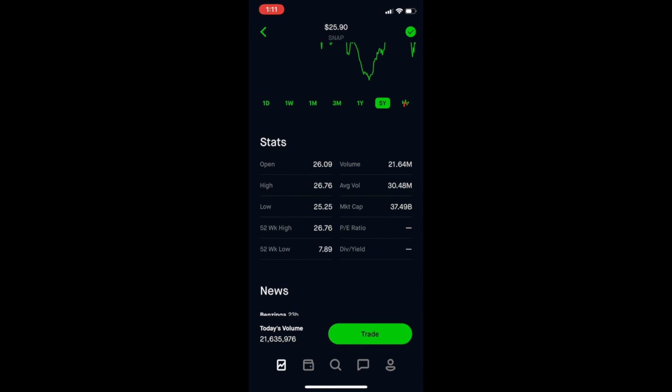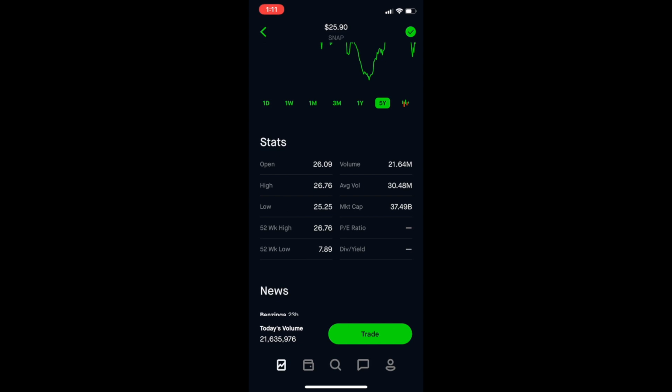That's the highest price this stock has ever been. And the lowest price, $7.89. This means at one time somebody bought this stock at $7 and today it's trading at $26. The volume is the amount of stocks that are traded today, 21 million.